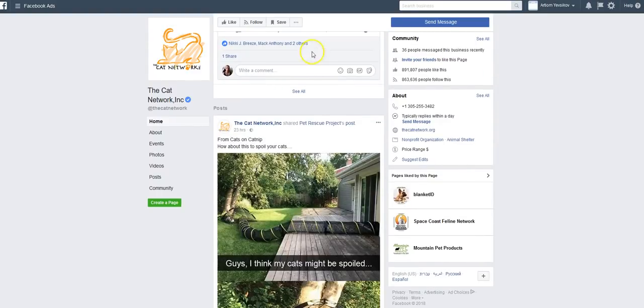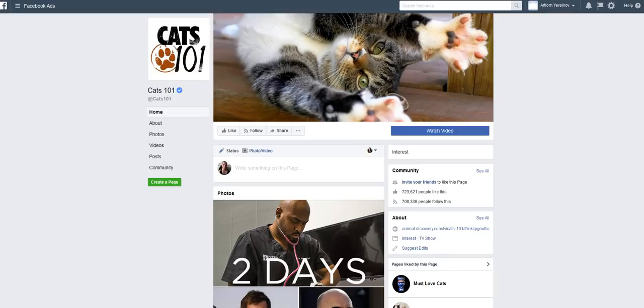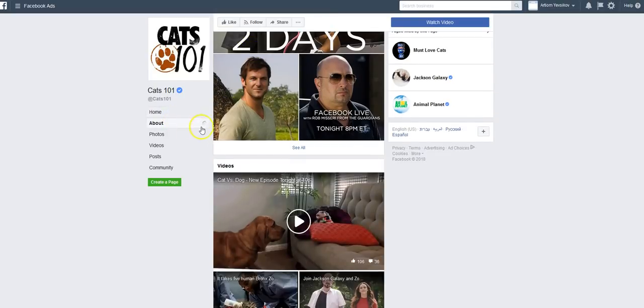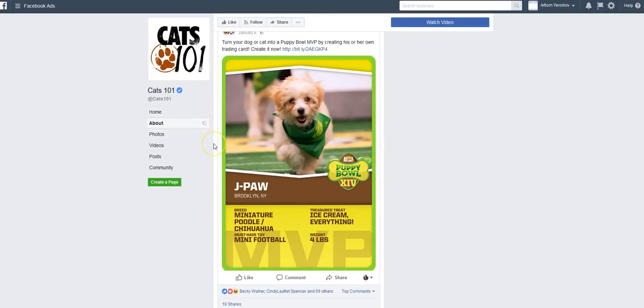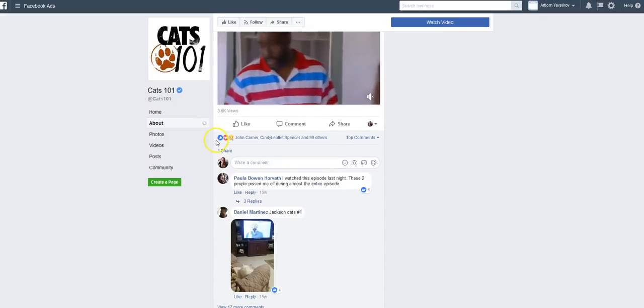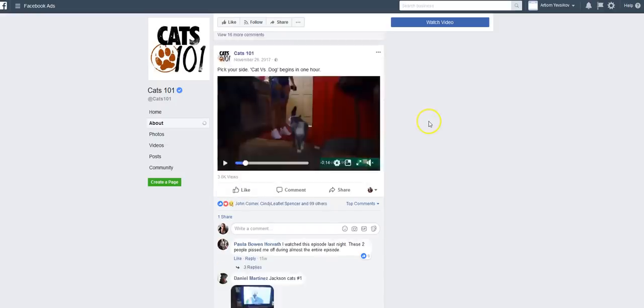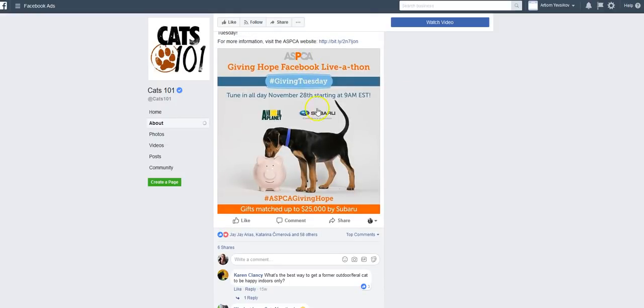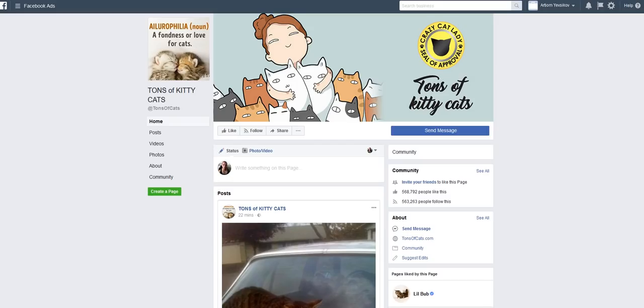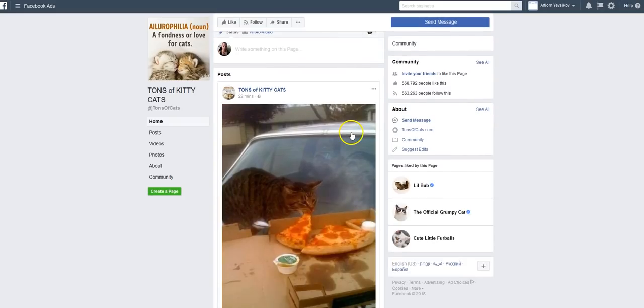If there are too many non-profits, I would check them out and see if it goes a little bit deeper. But non-profit is not a good place to start with. It's a good place to scale into, but not to start with. Once again, let's see what they post. Doggies, kitties. Cats 101. How's the engagement? Also, no, it's a bad one. Tons of kitty cats.